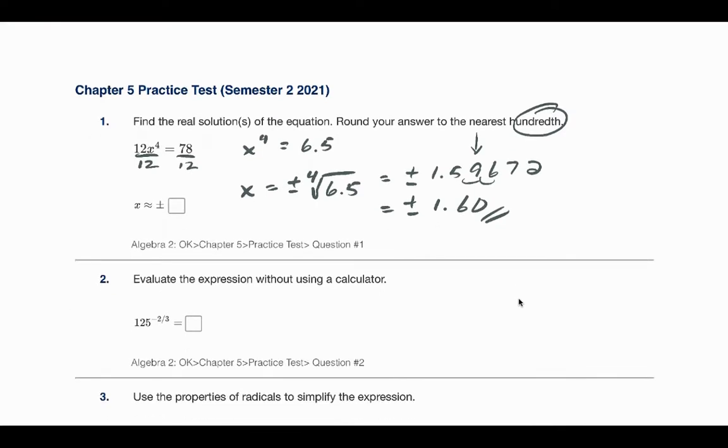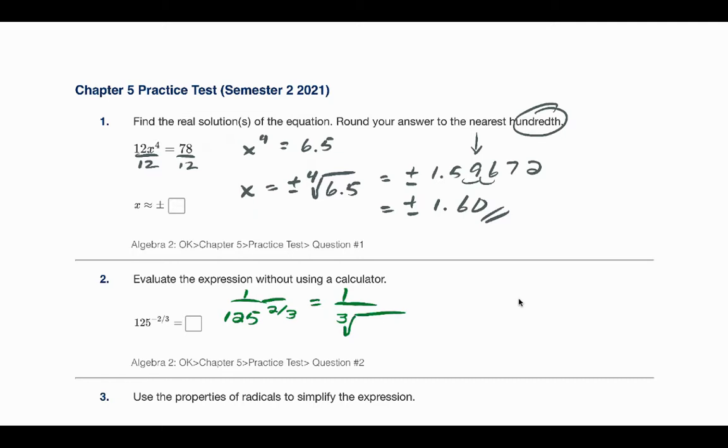Number 2, evaluate the expression without using a calculator. Well, remember, if it's to a negative power, like this one here to the negative 2/3, that means we can go ahead and write it down as 1 over 125 raised to the positive 2/3 power. So we can simplify that by taking, remember, that 3 means it's going to be the third root, not the fifth root.